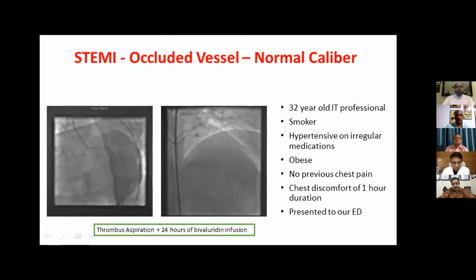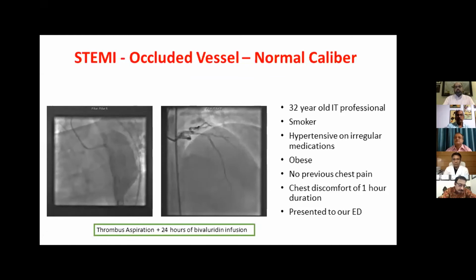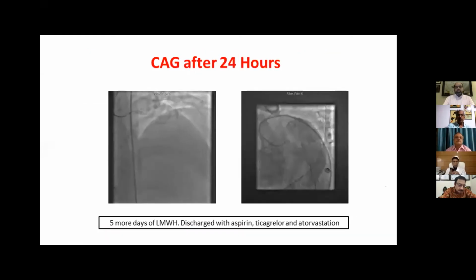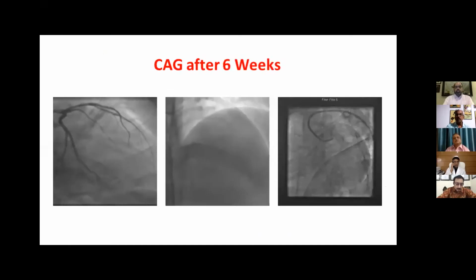Again, another patient, obese, typical young patient who is less than 45. We use thrombus aspiration. Again, angiogram after 24 hours on medical therapy. And you can see again, good flows. Bring them back at 6 weeks.